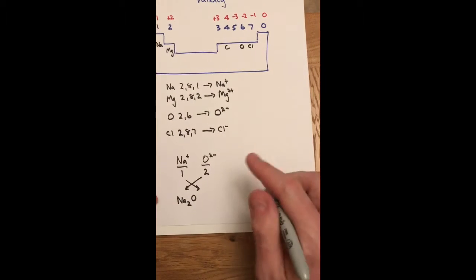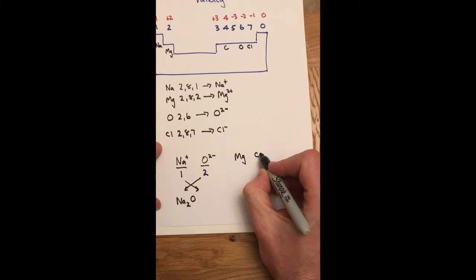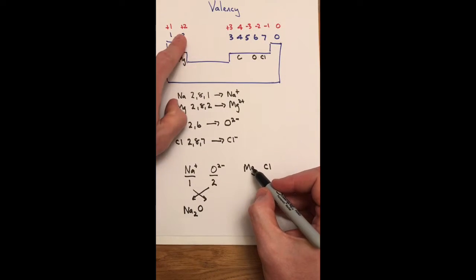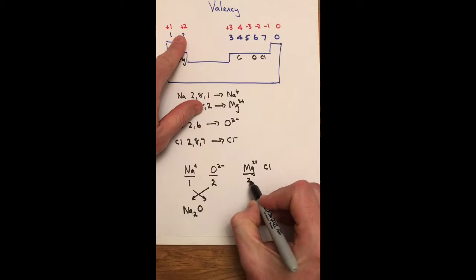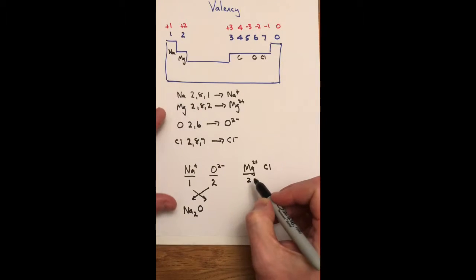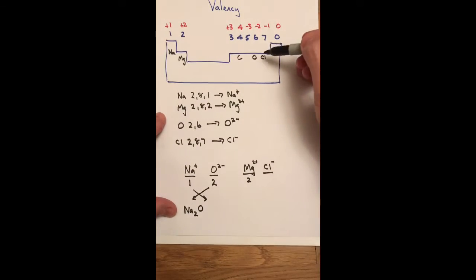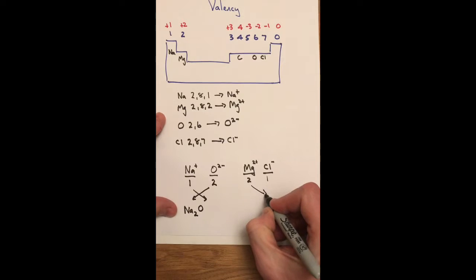Let's try another one. Let's try, say, magnesium with chlorine. So magnesium is in group 2, so it's a 2+ ion, therefore the valency, remember the valency is the same as the charge, so it's a 2, needs to make 2 bonds. The chloride is in group 7, so it's a -1 ion, so the valency here is 1. Cross those over.